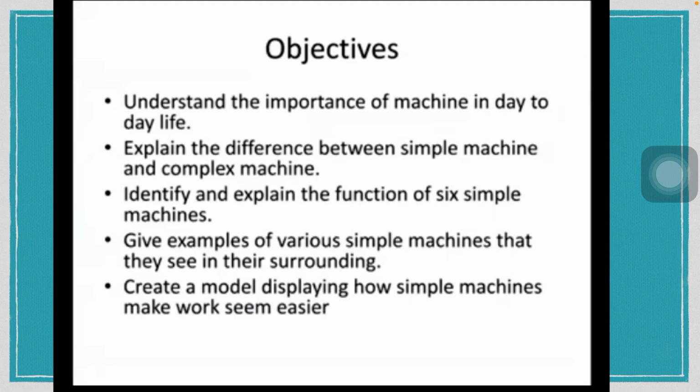So students, what are the objectives of this module? Understand the importance of machines in day-to-day life. Explain the difference between simple machine and complex machine. Identify and explain the function of six simple machines, giving examples of various simple machines that they see in their surroundings. Create a model displaying how simple machines make work seem easier.